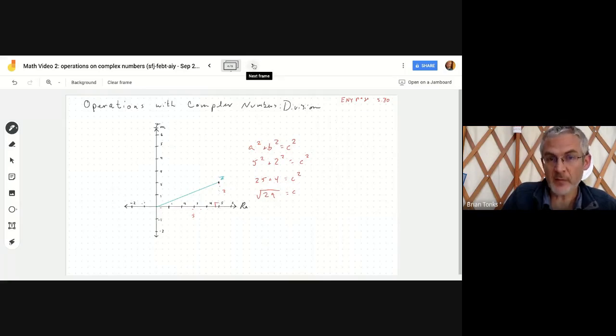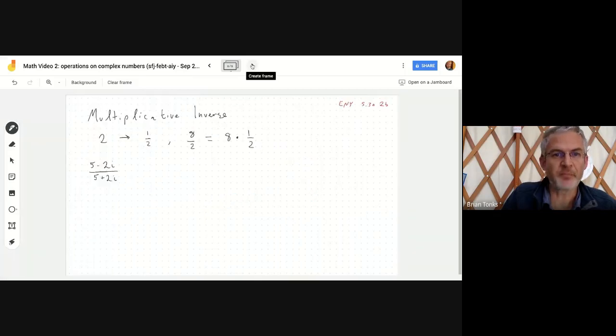That's going to be really helpful in a little bit, because we're going to use that to find the multiplicative inverse, which is how we divide. 2 has a multiplicative inverse of 1/2. This is just like what we went through in class. So if I have 8 divided by 2, that's the same as 8 times 1/2. So what can I multiply by in order to accomplish the same result as division? That's what the multiplicative inverse does.